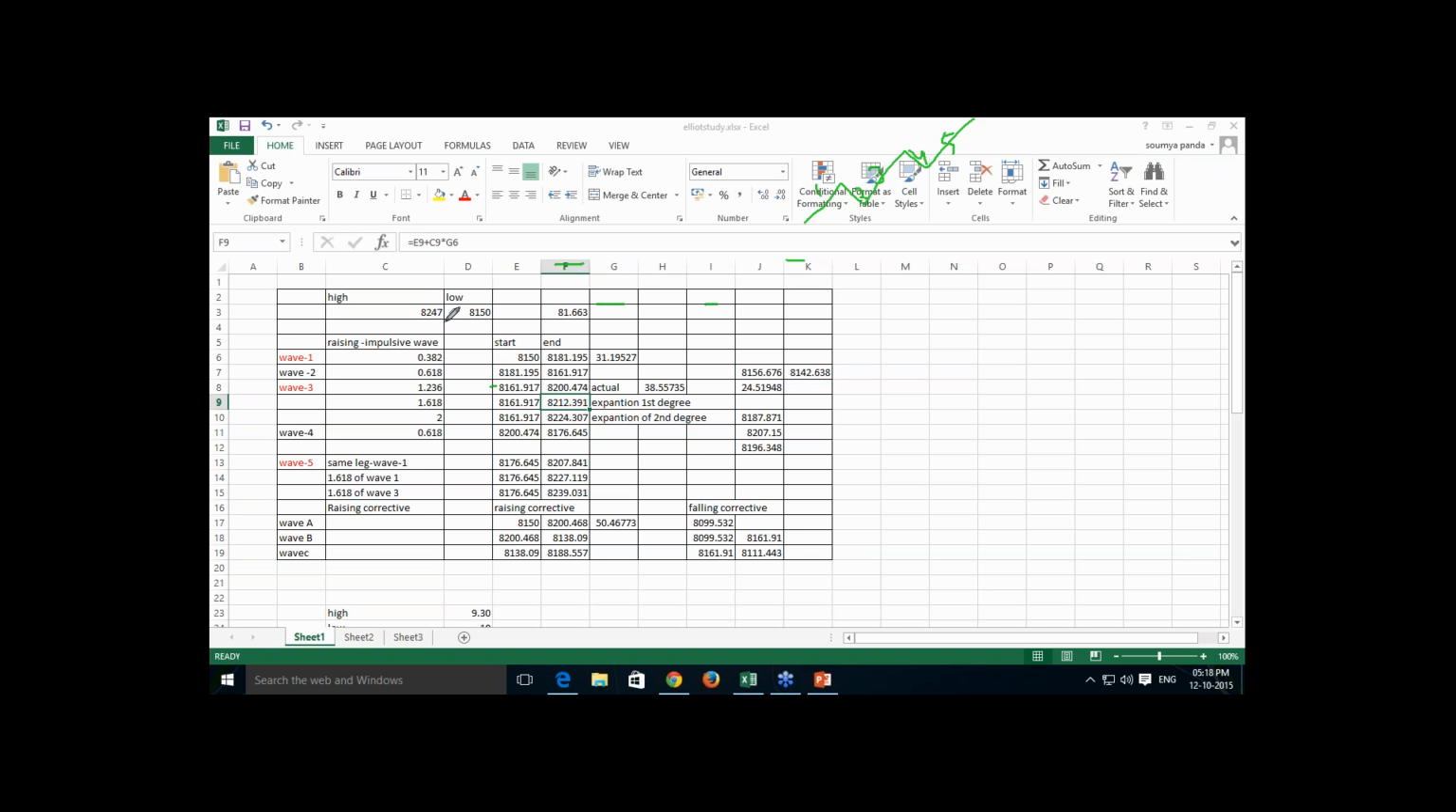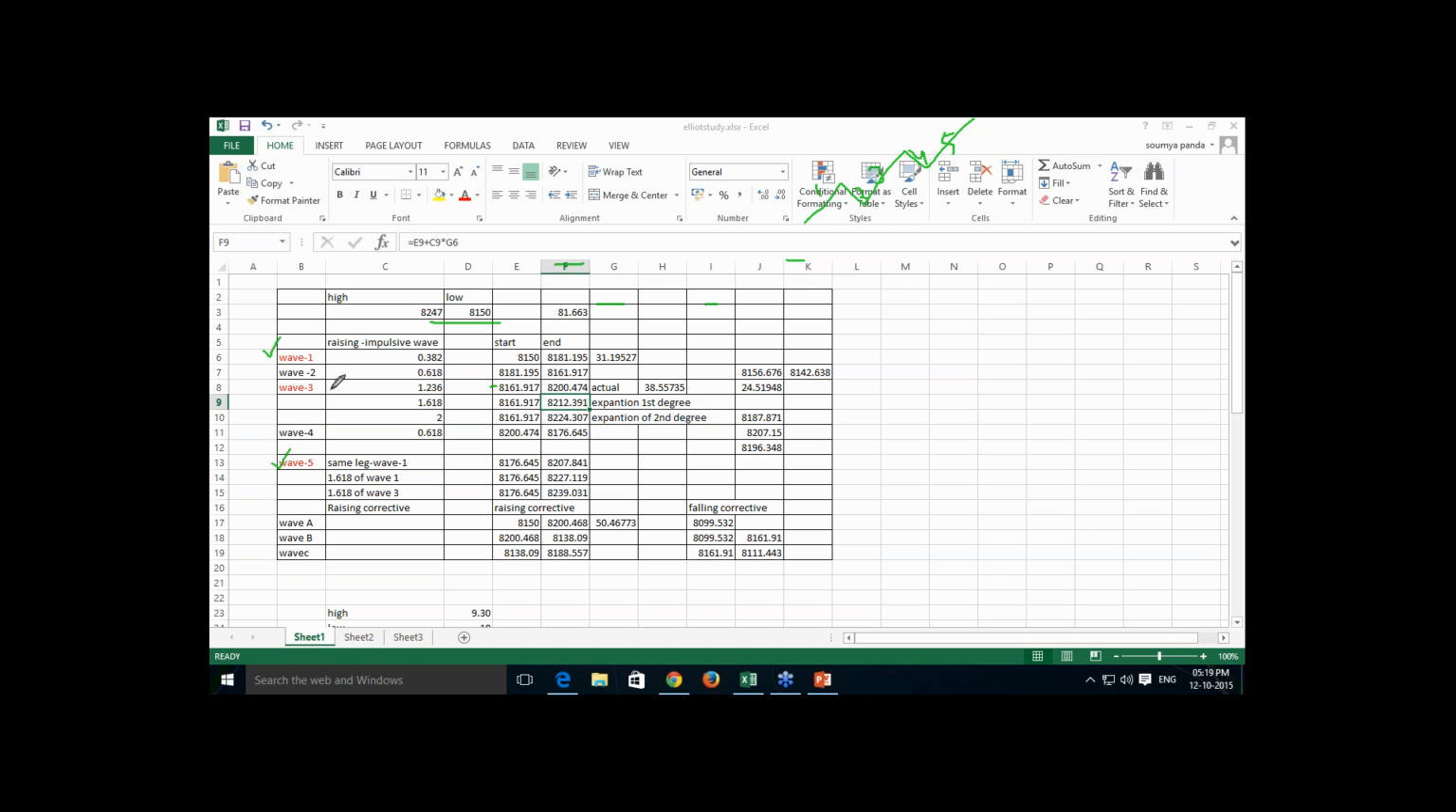These waves, whenever you are constructing them, you are not counting these waves, rather you are constructing the waves. Whenever you are constructing the waves, some timing protocol also you have to follow. Wave 1 and wave 5 normally used to complete in the same time period. Wave 2 used to take 2/3 of the time taken by the wave 1 completion.